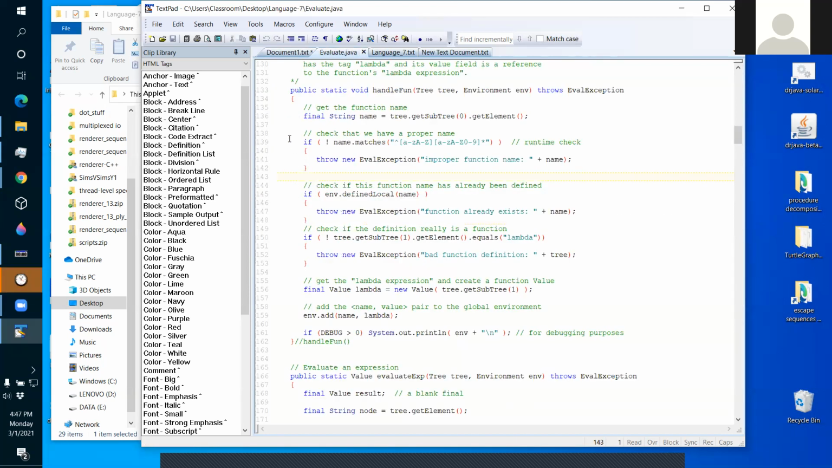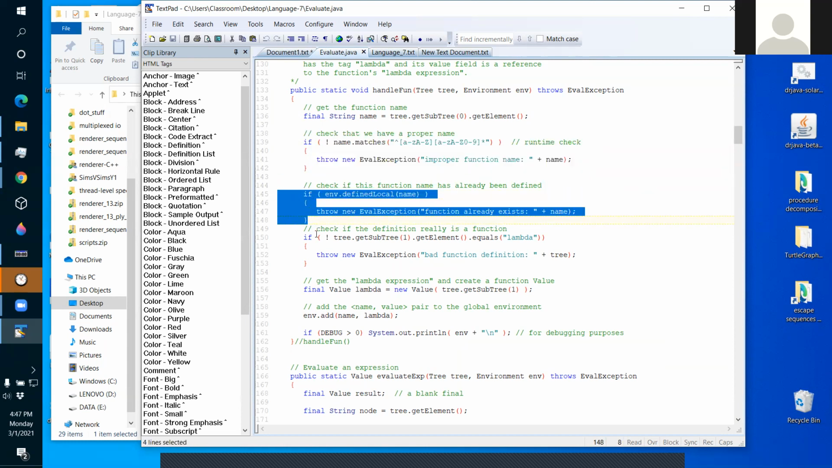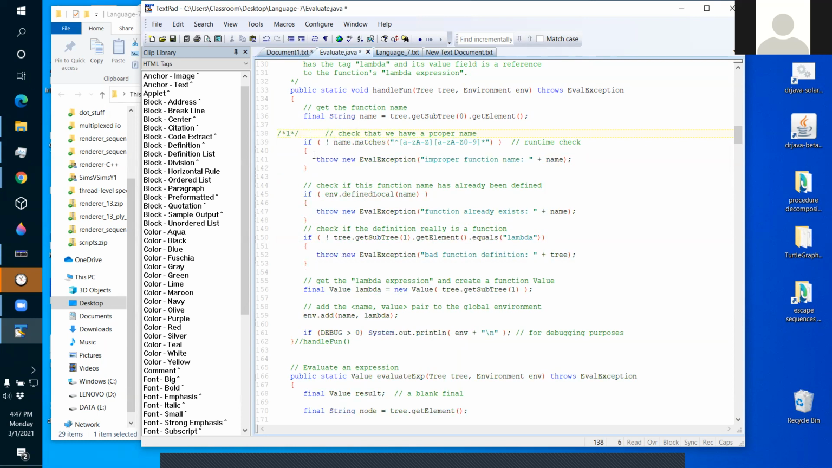So step 1, check that it's a real name. Step 2, make sure it's not defined. Step 3, check that the next branch is a lambda expression. Actually, I should probably number these. This is step 1. Check that we have a proper name. This would be step 2. Check the name hasn't been defined. This would be step 3.